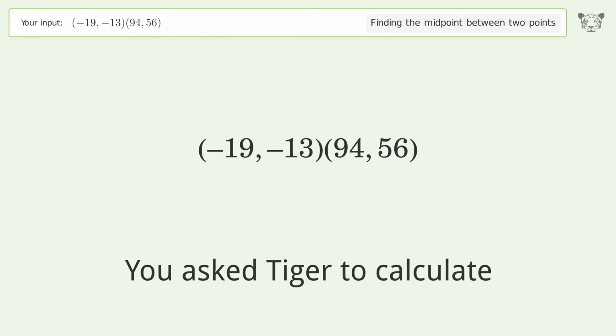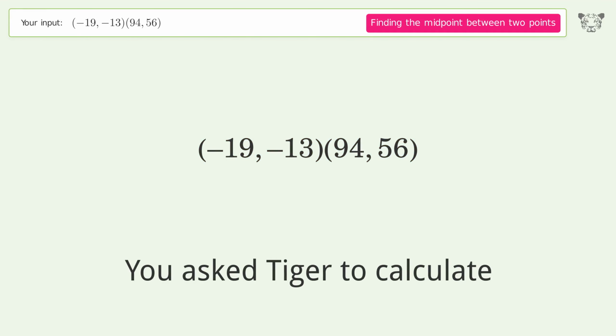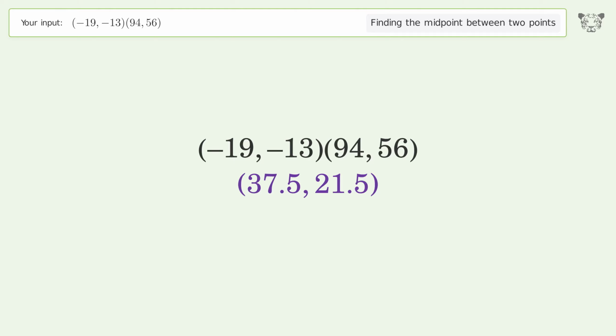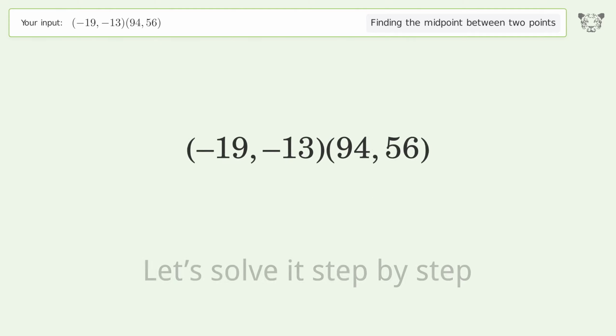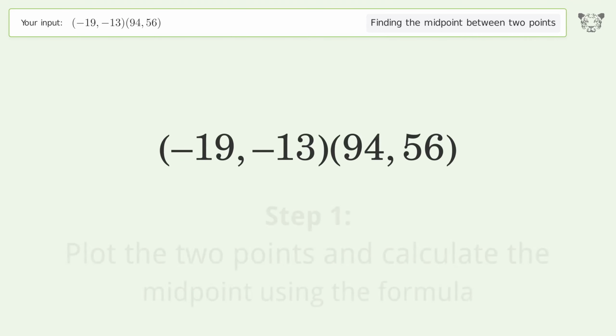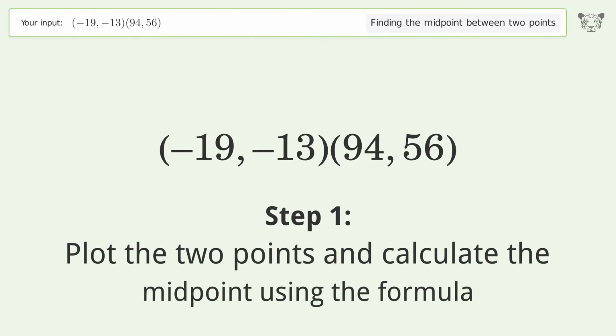You ask Tiger to calculate. This deals with finding the midpoint between 2 points. The midpoint between the 2 points is 37.5, 21.5. Let's solve it step by step. Plot the 2 points and calculate the midpoint using the formula.